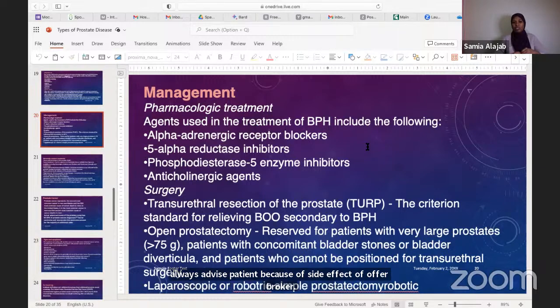And a phosphodiesterase 5 enzyme inhibitor is also another option, alongside the 5-alpha reductase inhibitor. Anticholinergic agents also could be used.